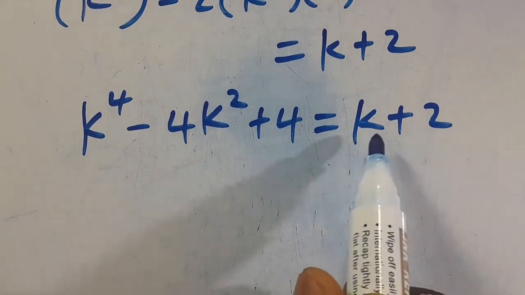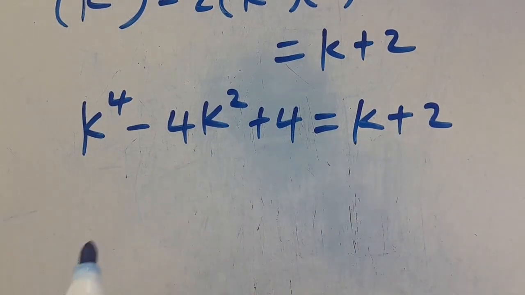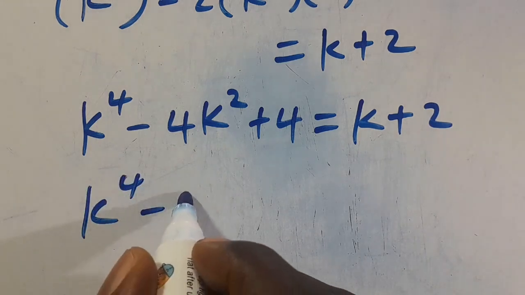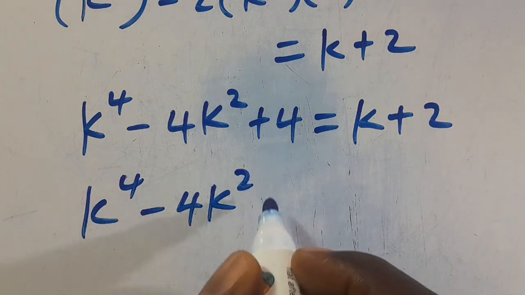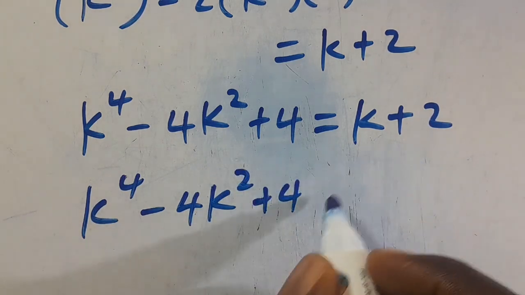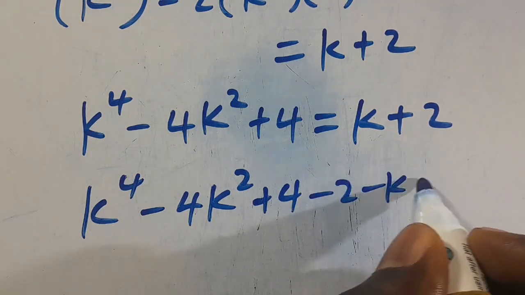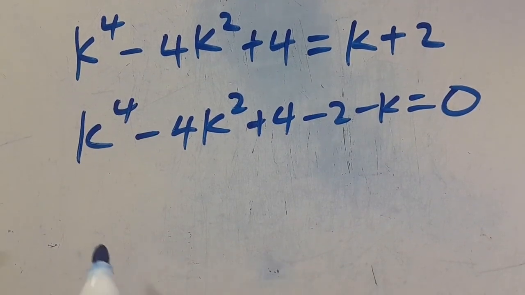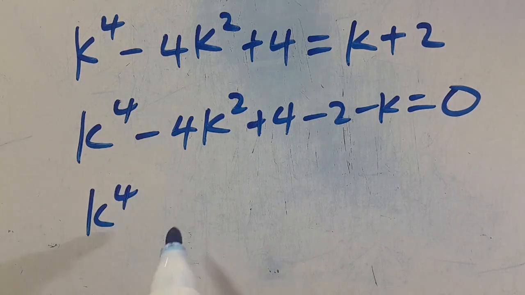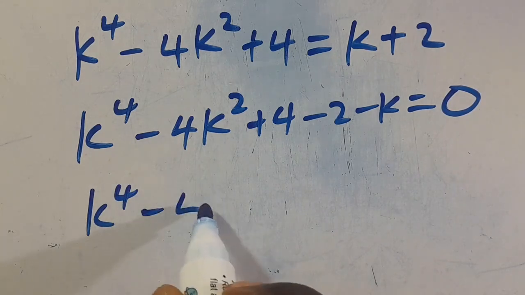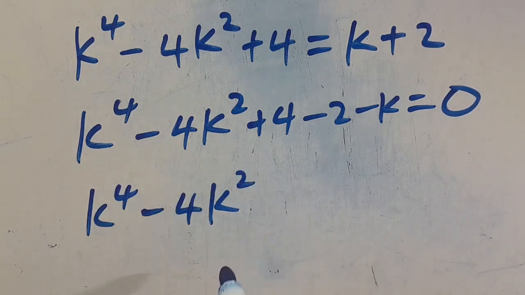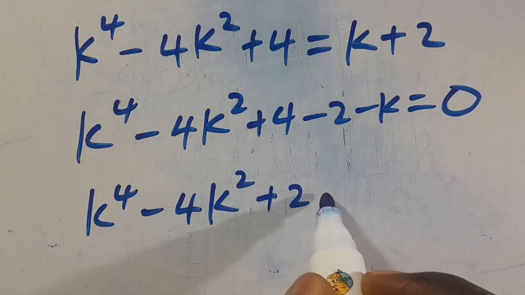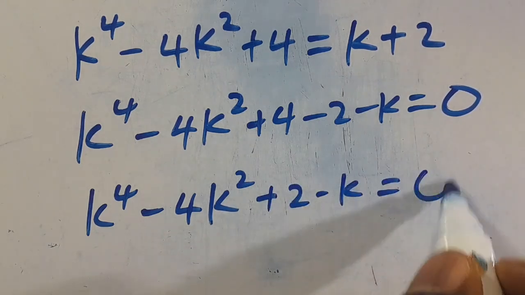Then let us take the whole of this expression at the right hand side to the left hand side. This implies we are going to have k⁴ − 4k² + 4 − 2 − k, and we set everything equal to 0. So from here we have k⁴ − 4k² + 4 − 2, here will be plus 2 − k, then we set everything equal to 0.